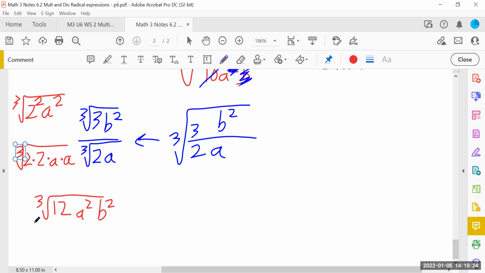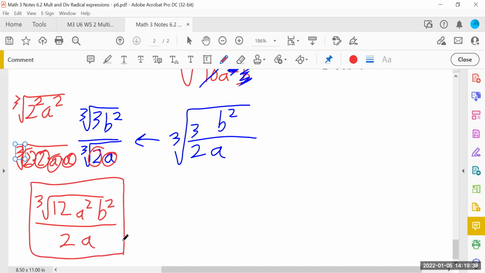On the bottom, I have 1, 2, 3 2's. That set of 3 comes out. I have 1, 2, 3 a's. That set comes out. There is my answer: the third root of 12a squared b squared over 2a.